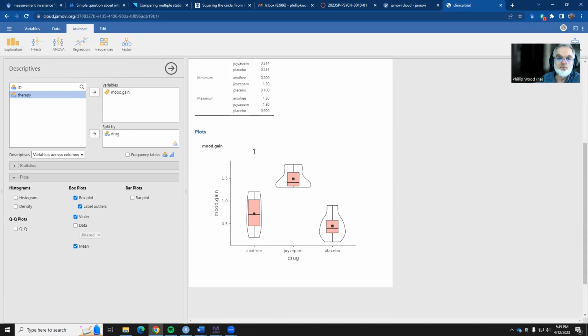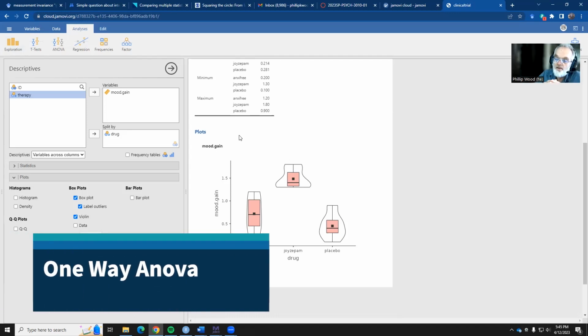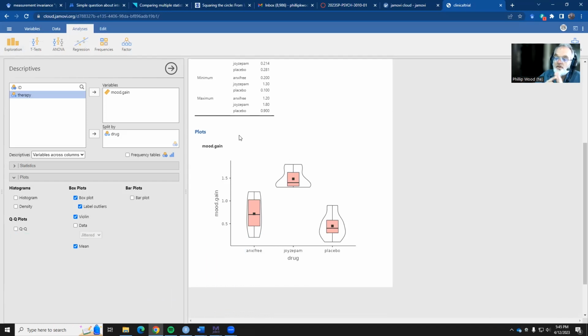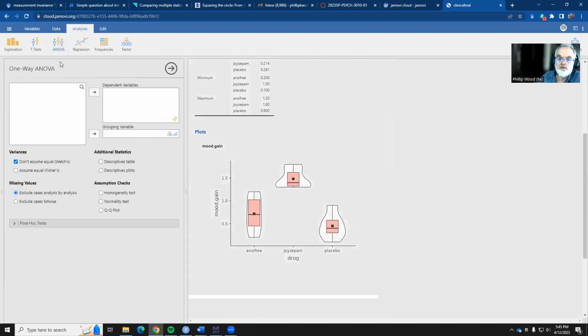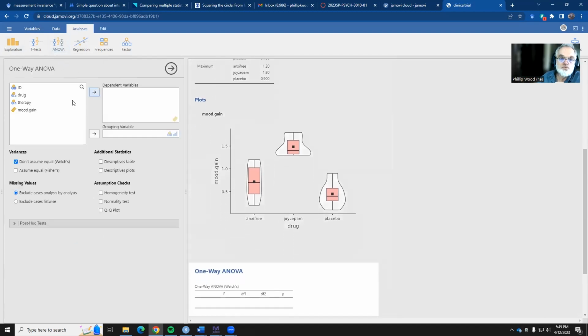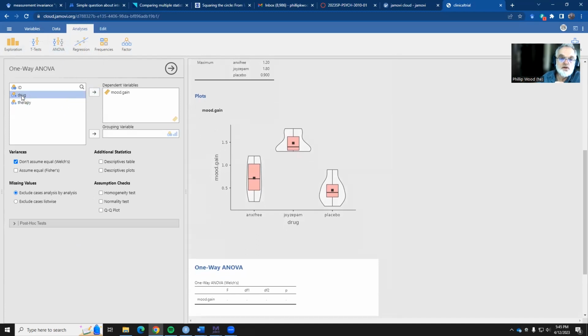Now we're ready to go upstairs and do our analysis of variance. In previous analyses, we just did something called a t-test. That's for comparing 2 groups. And now the statistic that we want to do is going to answer the question, are there any differences among the 3 groups that we have? So we'll come up here to ANOVA and select one-way ANOVA. At which point our dependent variable is still mood gain, and the variable that we want to have as a grouping variable is the drug that is given.